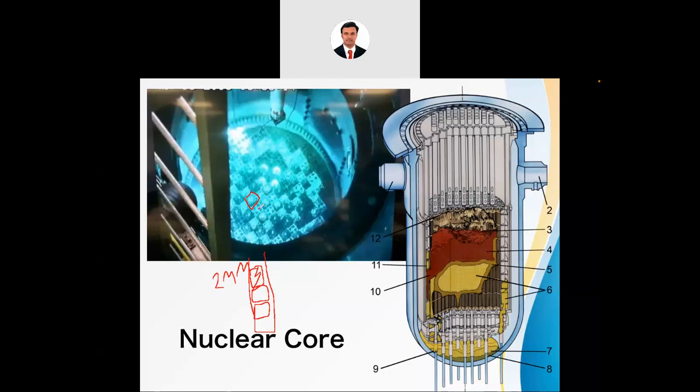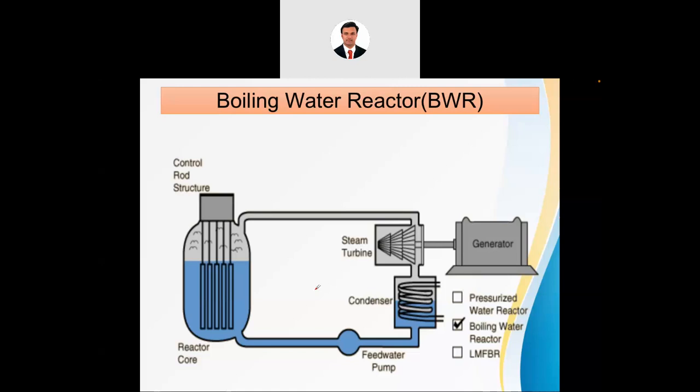Those spheres you can see are the top view of these nuclear fuel rods. On the right hand side, you can see the different fuel rods inserted inside the nuclear core. This one you will see, these are the control rods, which will control the nuclear reaction. So this is the basic construction.